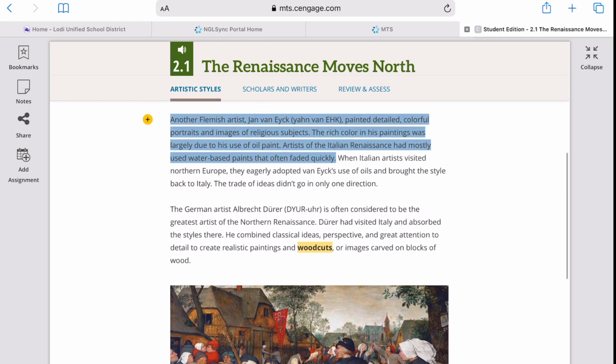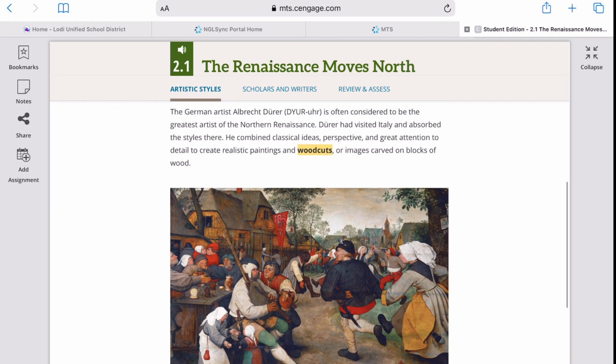So the influence is not just one way. When the Italian artists visited Northern Europe, they eagerly adopted van Eyck's use of oils and brought the style back to Italy.